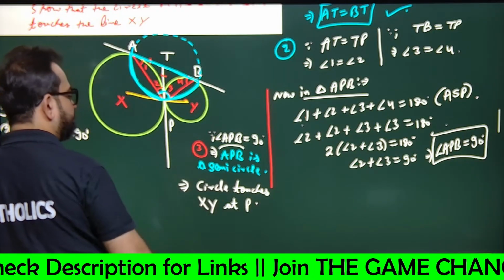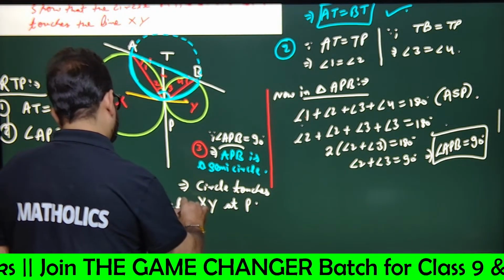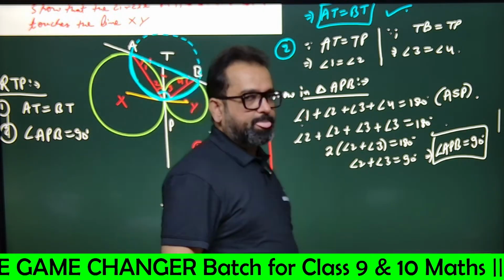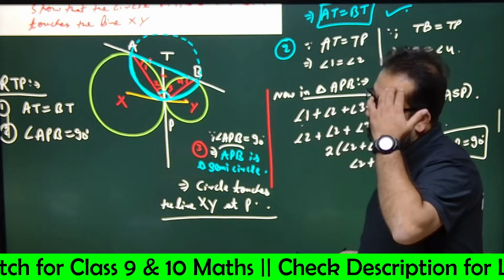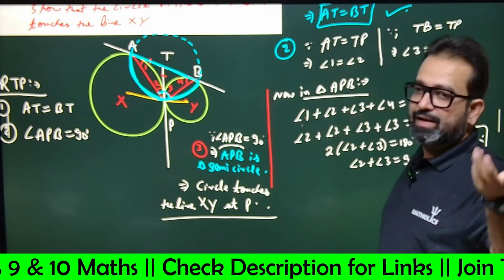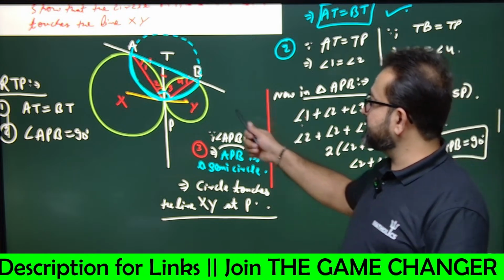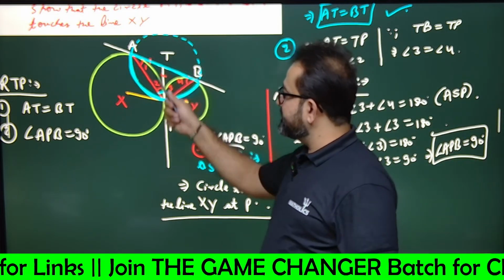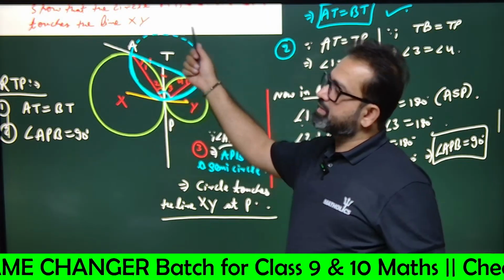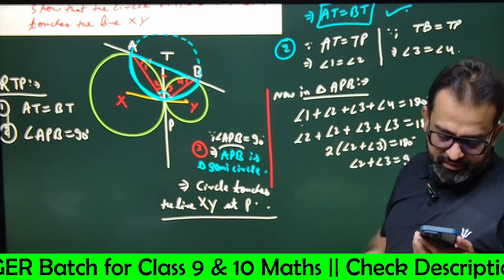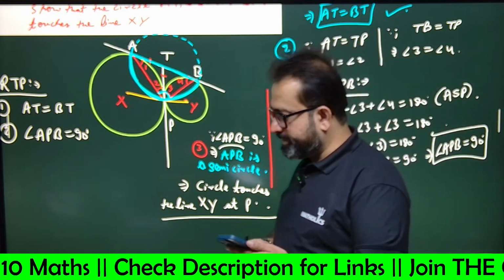This is how we are going to prove. Circle touches the line XY at P, hence proved. So you actually need to learn and memorize the theorems also. Angle in a semicircle is 90 degrees. This is a theorem which we have used here. Because this angle is 90 degrees, APB is a semicircle. AB is the diameter, that's it. Copy it ASAP.